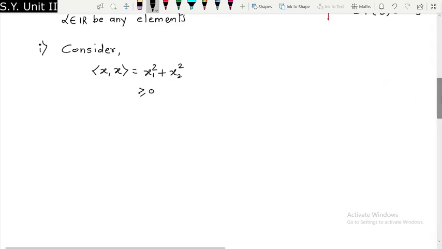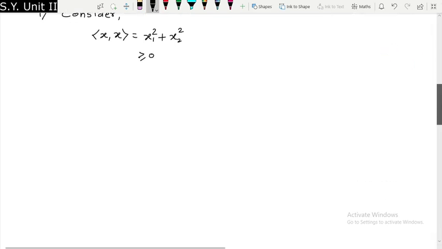Now the next question is inner product of x with x is equal to 0 if and only if x is equal to 0. That is what we have to prove. So I'll write here inner product of x with x is equal to 0 if and only if, what is the value of inner product of x with x? The value is x1 square plus x2 square.